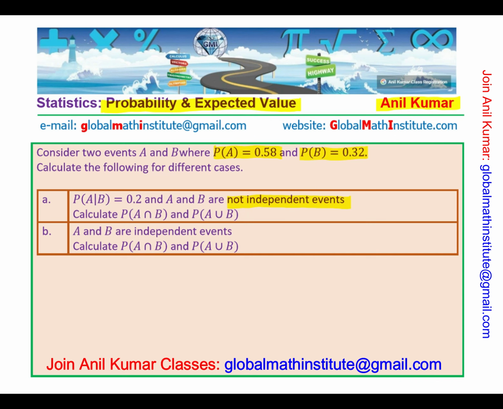Second case is A and B are independent events, and in that case, calculate probability of A intersection B and probability of A union B. So, for two different conditions, one when these events are independent, and the other when they are not independent, meaning dependent, you need to calculate the same figures, intersection and union of probabilities for both the events. Perfect.